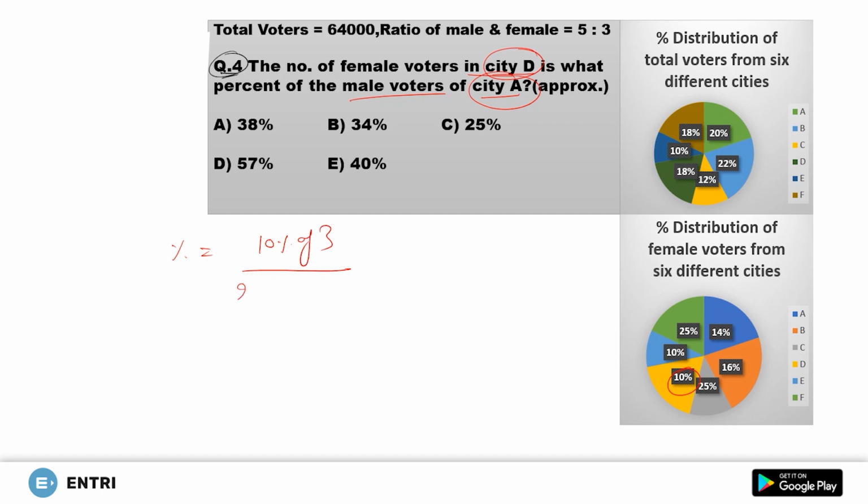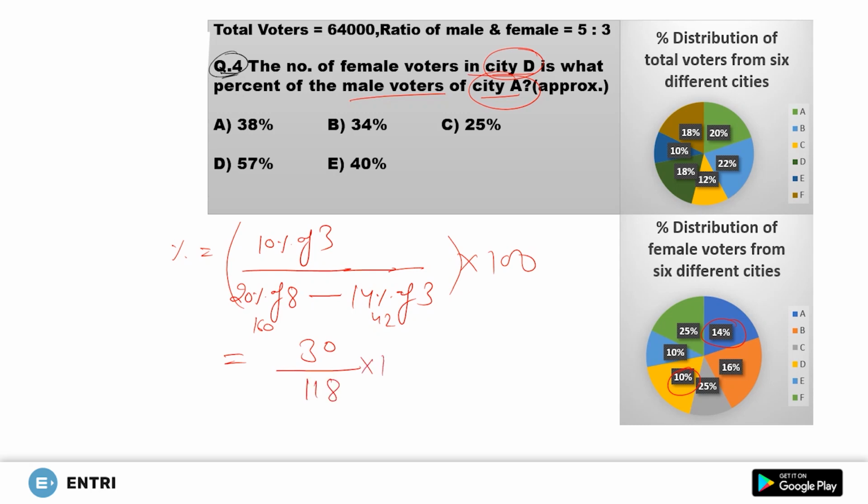So what are total in A? 20% of this 8 minus what are female in A? So those are 14% of this 3 into 100. So this is the required answer. So what will you get? You will get 30 divided by this is 160 minus 42. You will get 118 into 100.